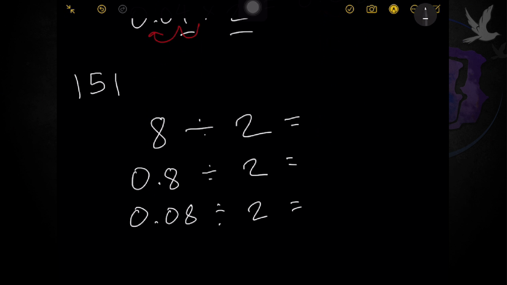So, 8 divided by 2, you all know that the answer is 4. Since it's the dividend that we are moving decimal places on, most likely our answer becomes a decimal as well. So the answer is the same, 4. That will be 0.4, moving one decimal place. Then 0.08, 2 decimal places, 0.04. So it's the same rule as in the multiplication earlier. Moving one decimal place.